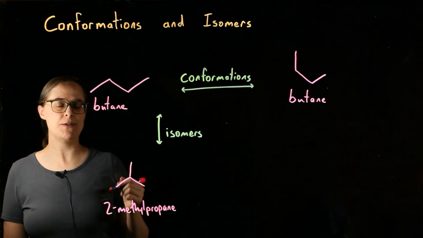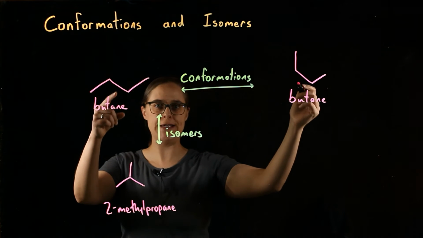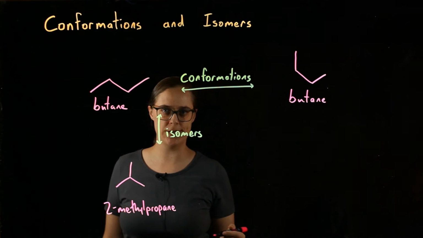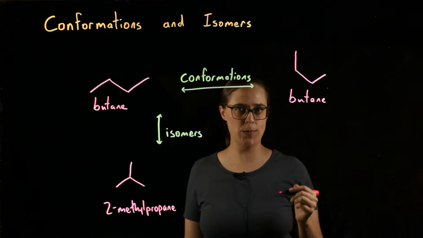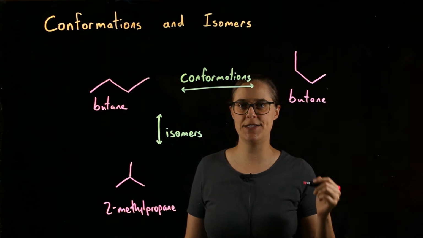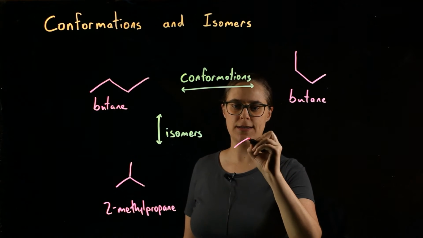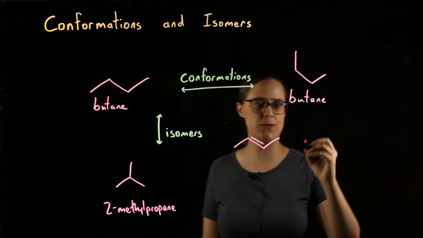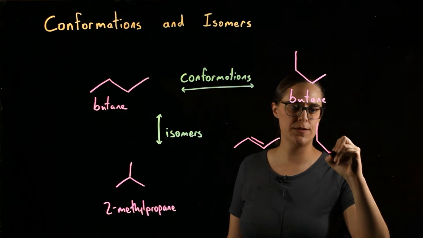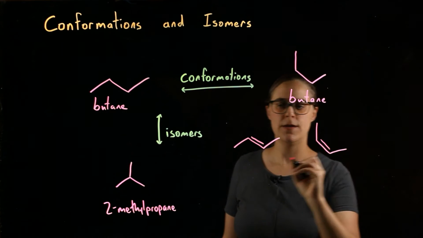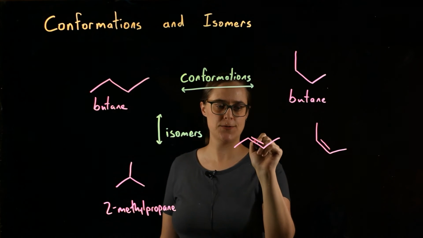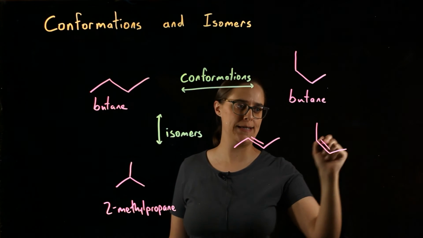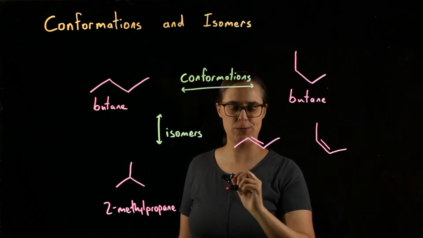So the difference between conformations is free rotation about a single bond. If you had a double bond or a triple bond, it cannot freely rotate. That is why when we were talking about the 2 different versions of 2-butene, they were isomers of each other. And they also had different names. This was trans-2-butene. This was cis-2-butene.